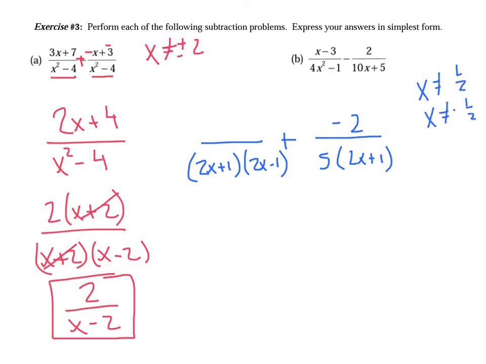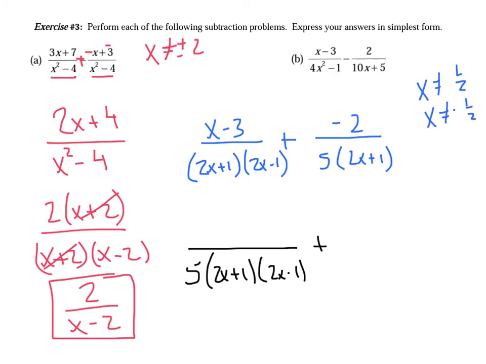Alright, let's see. What's your common denominator going to be? Let's go with this. Let's say I need a 5. I also need a factor of 2x plus 1. And I need a factor of 2x minus 1. And of course it's going to be the same here for the second fraction. And trying to keep this as neat as possible, but it's getting a little sloppy.